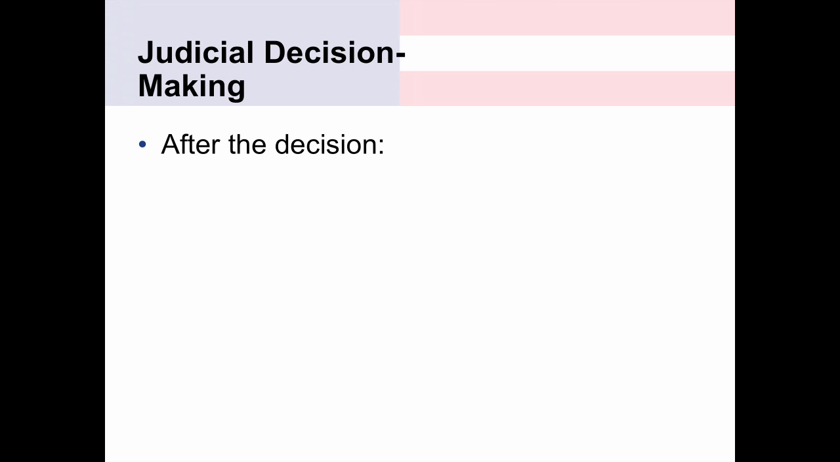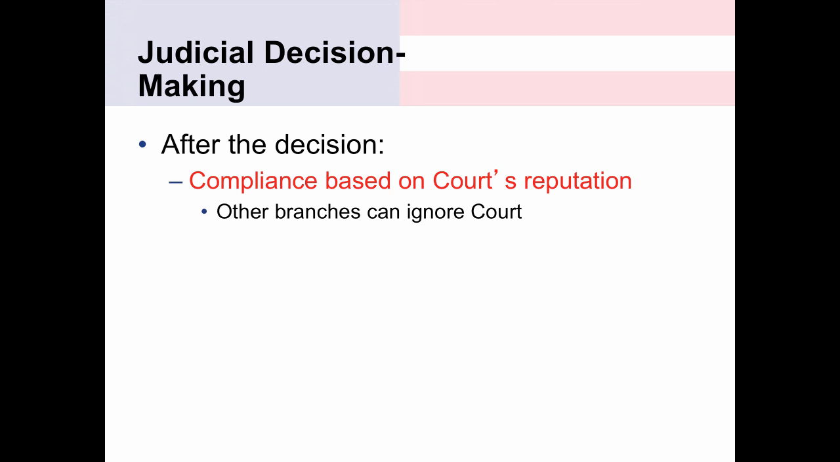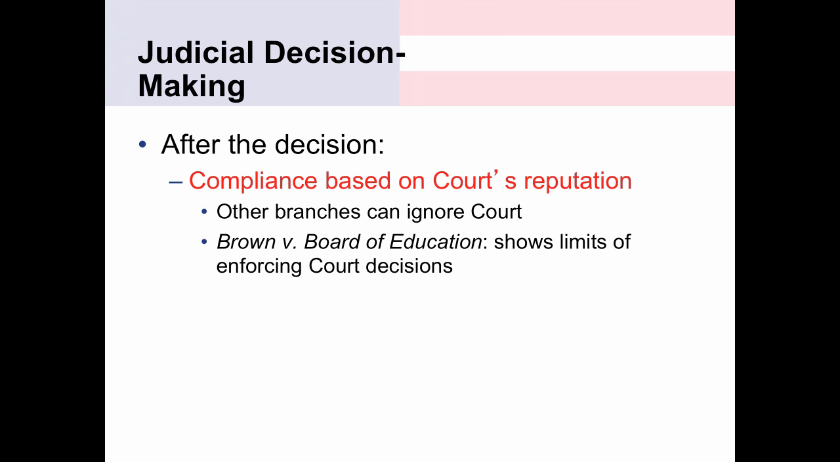Let's wrap up with a discussion about what happens after the decision has been made, once the media has reported on the decision and it's been made public. Compliance with Supreme Court rulings is based largely on their reputation. Other branches of government, as we talked about earlier, can ignore the Supreme Court. We talked about this with Brown versus Board of Education, when the southern states and other states simply refused to comply with the ruling and refused to end segregation.